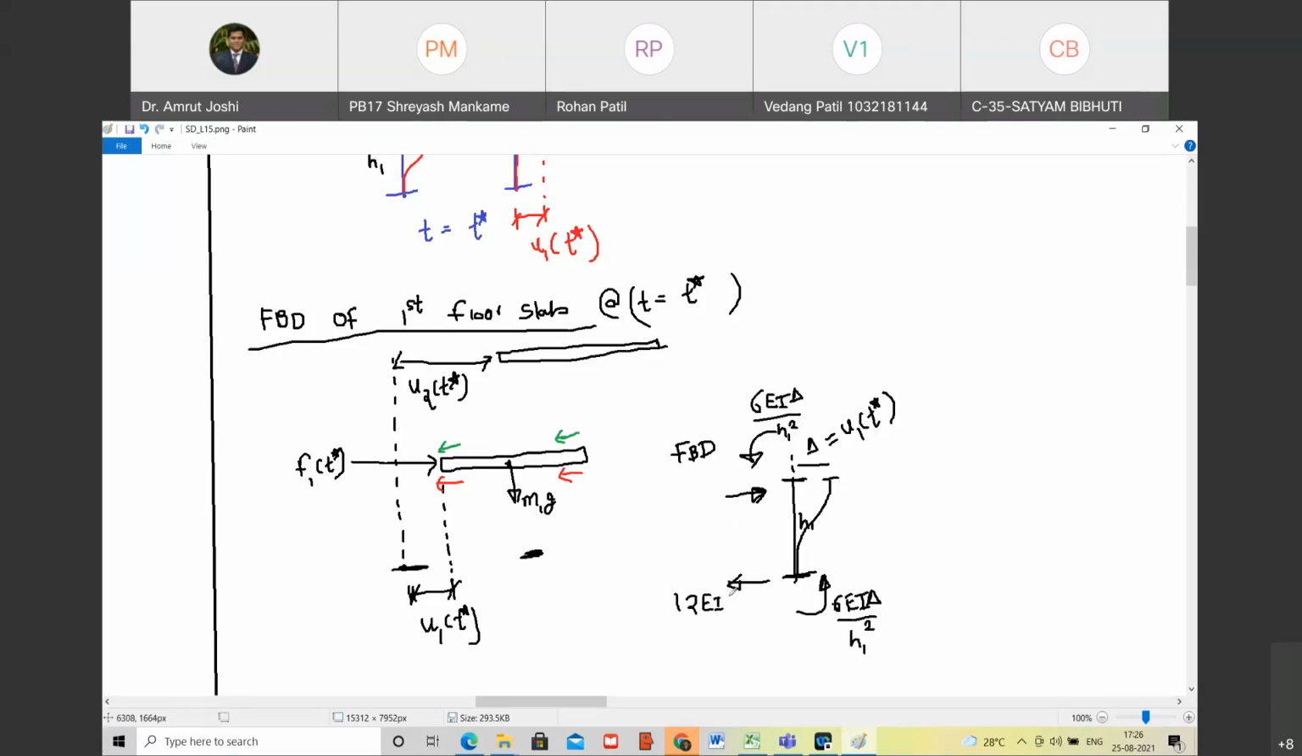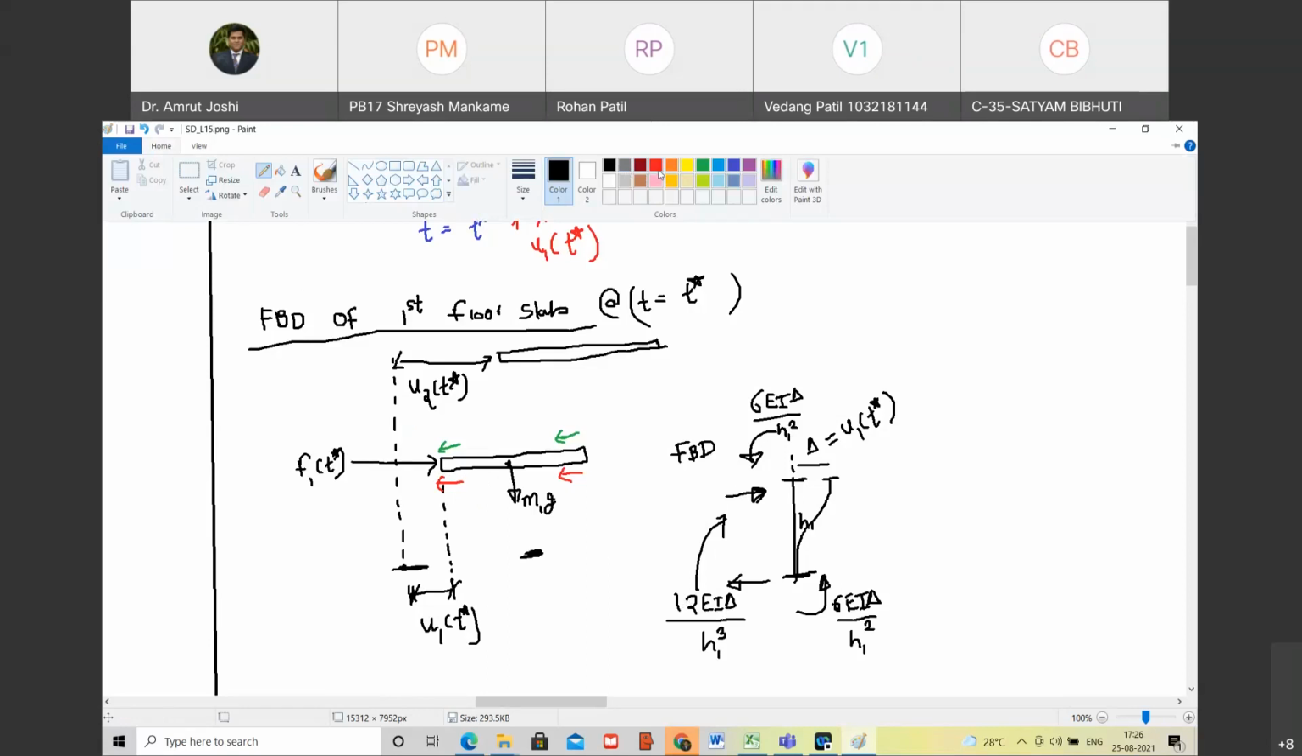Do you agree with me? Yes, sir. Upon H1 square, लेकिन H1 से और एक बार divide करना है. So each of these reactions is going to be 12 EI delta upon H1 cube. Do you agree with me? Yes, sir. Now, this is the action taken by slab on the column top. So column on the slab top will take the action in opposite direction. So this force is going to be equal in magnitude but opposite in direction. So can I write it as 12 EI delta upon H cube? Do you agree with me?